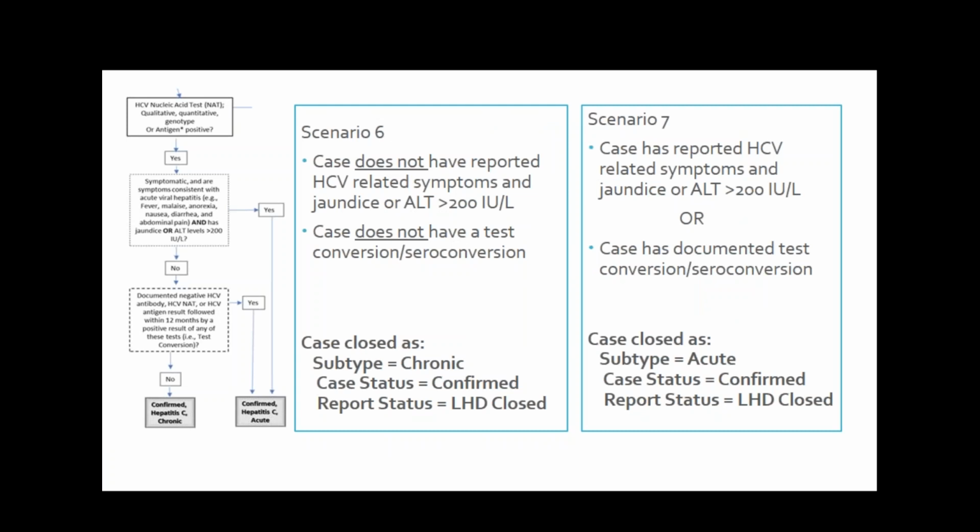So let us look at the left part of the algorithm, which speaks to the presence of HCV not positive reported in CDRSS. So there are 2 scenarios, and we're following from the previous ones. So scenario 6, the case has positive NAT.